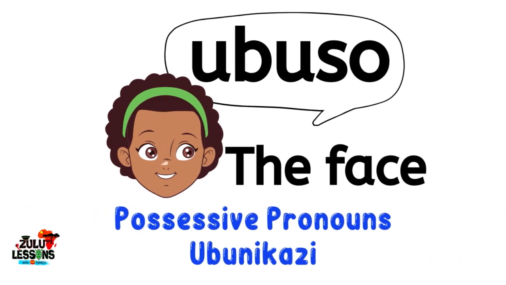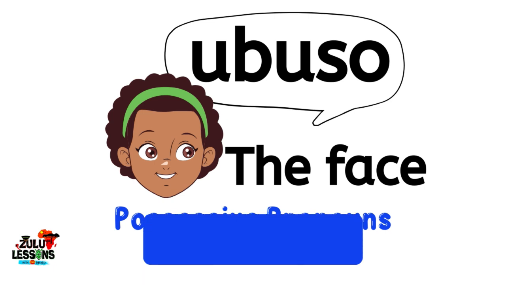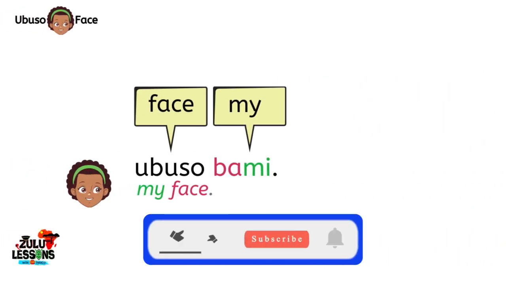Now, let's have a look at this. We've spoken about possessives. You've seen them before with family members. We've explained how possessives work in isiZulu. But let's just go through it a little bit so that you can remember. When we look at possessives in isiZulu, they have two parts. Let's say this in English.